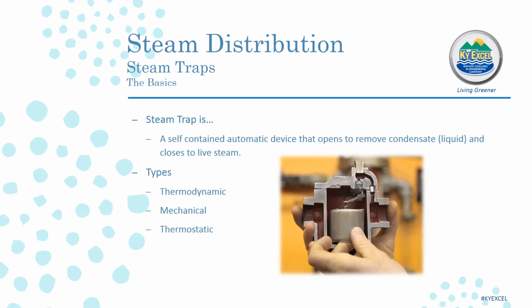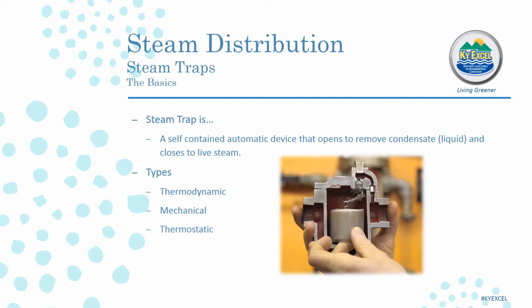A steam trap can be used to assist with efficiency during steam distribution. A steam trap is a self-contained automatic device that opens to remove condensate and closes to live steam. There are three main types of steam traps: thermodynamic, mechanical, and thermostatic. Steam trap types vary based on how the valves operate.